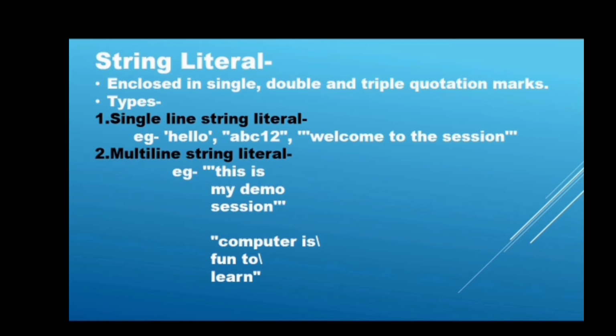Another important point is that if you write a multi-line string literal within triple quotation marks and you display that string literal, the string will appear in multiple lines. But if you write the string literal ending with a backslash, though you have written that string in multiple lines, it will appear in one single line. This is the difference between the 2 ways of writing the multi-line string.